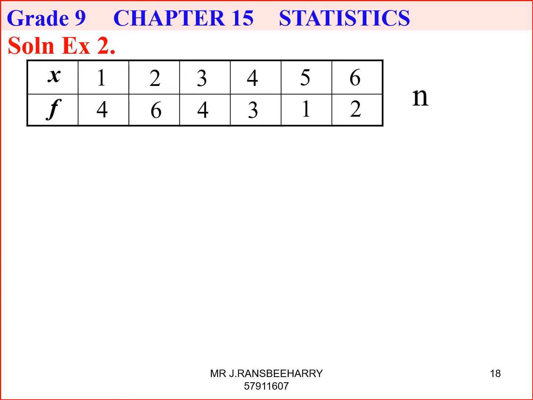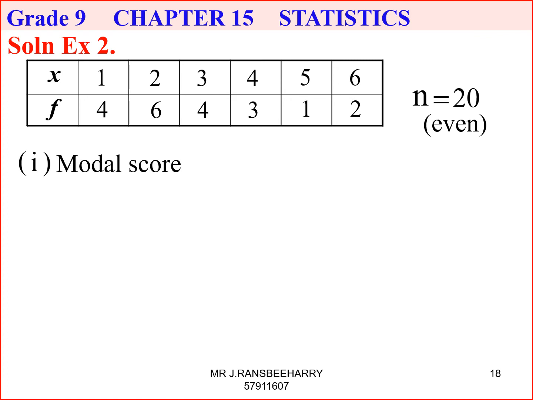Here n is 20. We threw the die 20 times, so here n is even. First part, the modal score or the mode. The mode is the number which occurs most often, the highest frequency number.